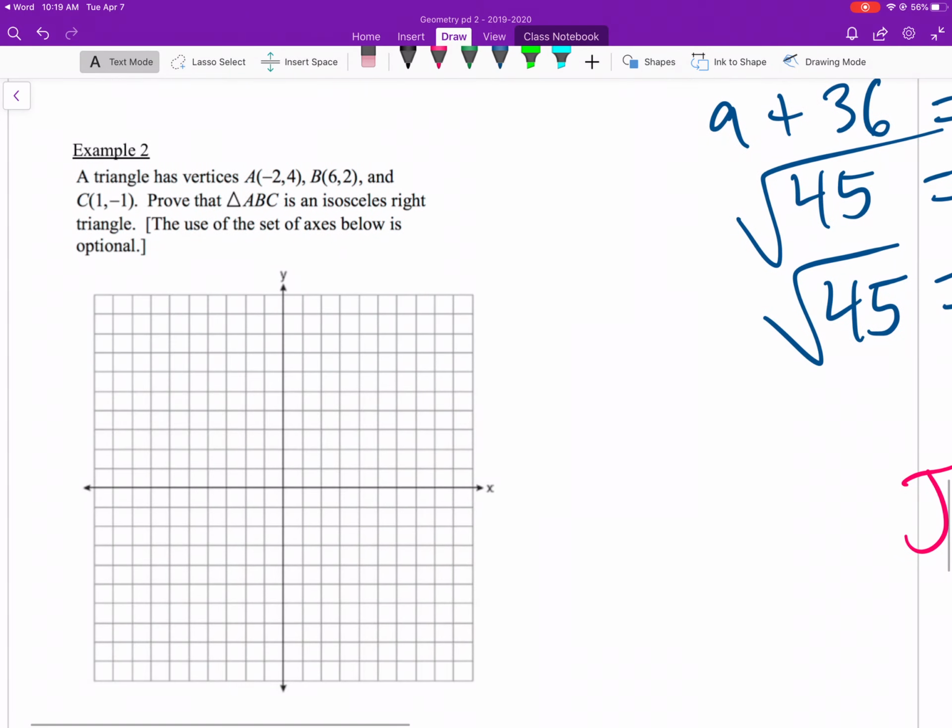Alright, so try this one on your own. It says prove that it is an isosceles right triangle. So 2 things. Show 2 sides are equal to each other using Pythagorean theorem, and then show it's a right triangle. Show there's a right angle. So 2 of the sides, their slopes have to be opposite reciprocals. Alright, so work on that. Check back later in the day and see how you did.